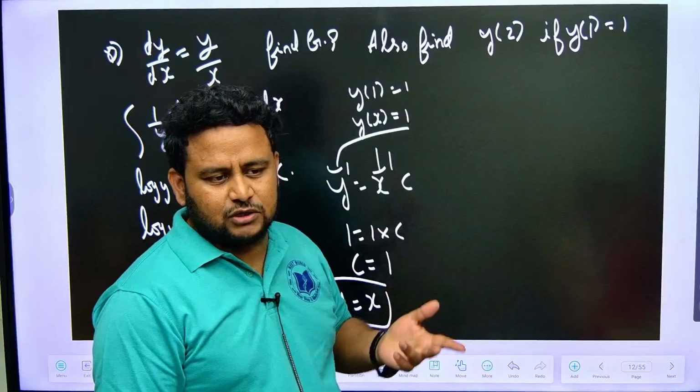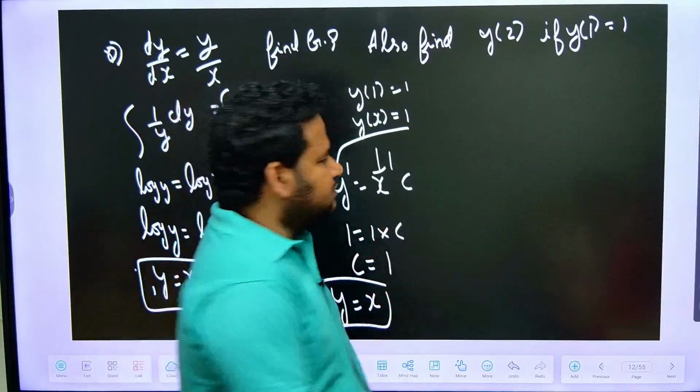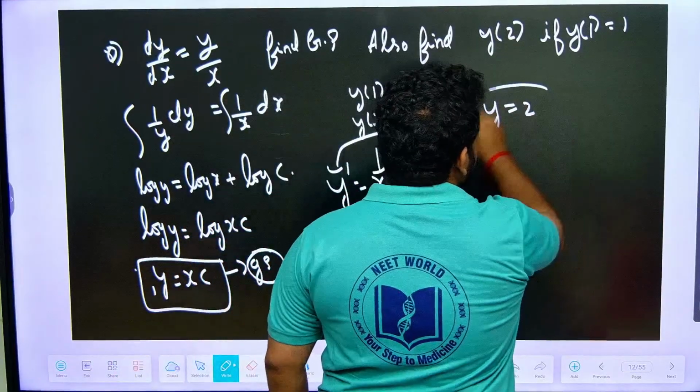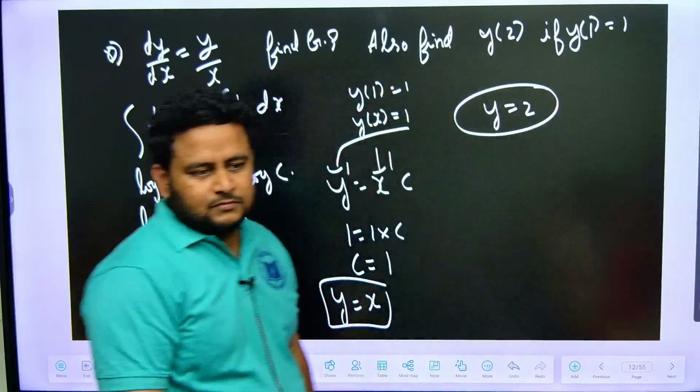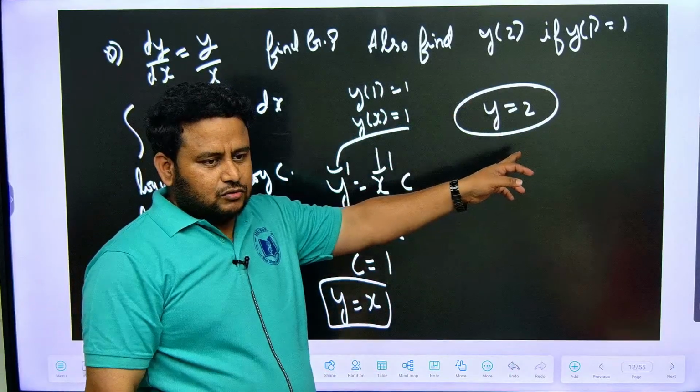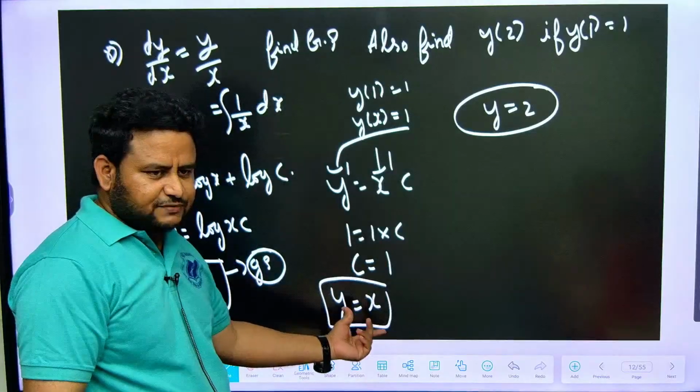We should put x is equal to 2. Then what will be the value of y? So that will become y is equal to 2. That is the particular solution. That's all. When I put x is equal to 2, y is equal to x we got.